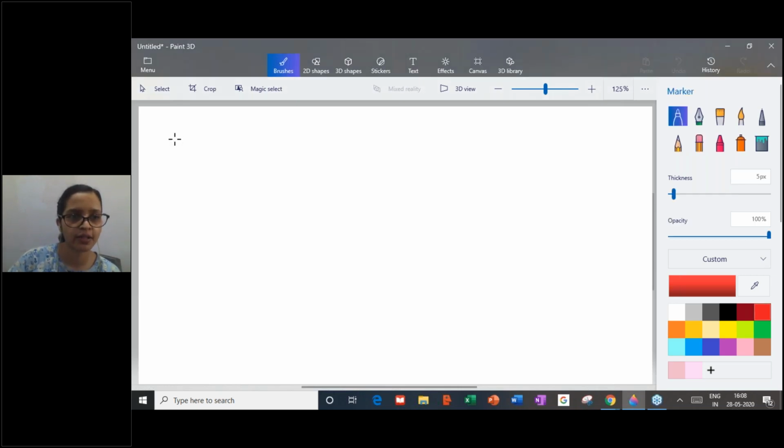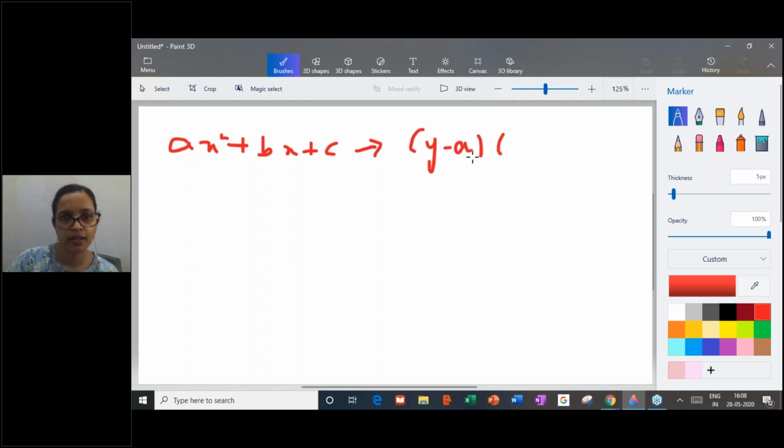So according to the factor theorem, you take the equation, suppose this is the equation, ax squared plus bx plus c. So you say it has two roots, which is x minus a. Oh, why am I writing y? Sorry.